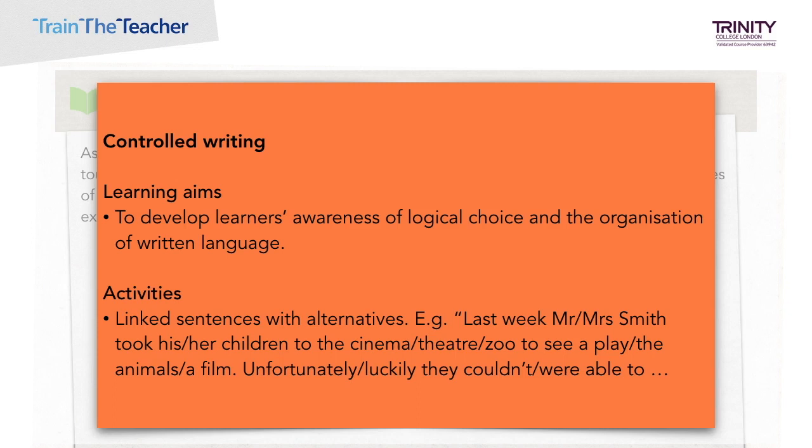Controlled writing. This helps to develop learners' awareness of logical choice and the organization of written language. There are many types of controlled writing practice. For example, we can link sentences with alternatives. Here's an example. Last week, Mr. or Mrs. Smith took his or her children to the cinema, theatre, or zoo to see a play, the animals, a film. Unfortunately, or luckily, they couldn't or were able to.